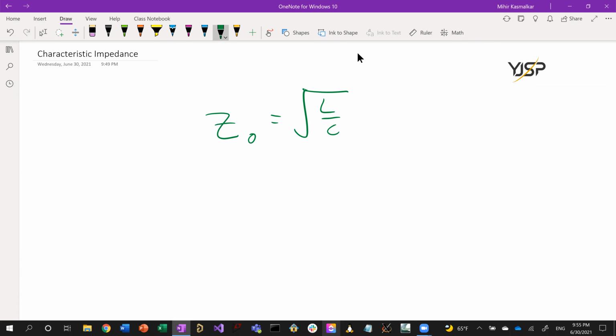And so what this tells you is what dials you can tune in order to increase or decrease the impedance of a transmission line. And notice this is for a lossless transmission line. In a real, lossy transmission line, you would also have a resistance and dielectric loss term, but we're not going to worry about that for now.